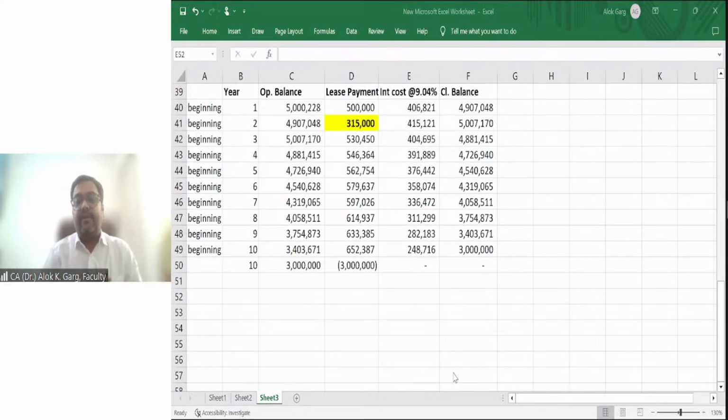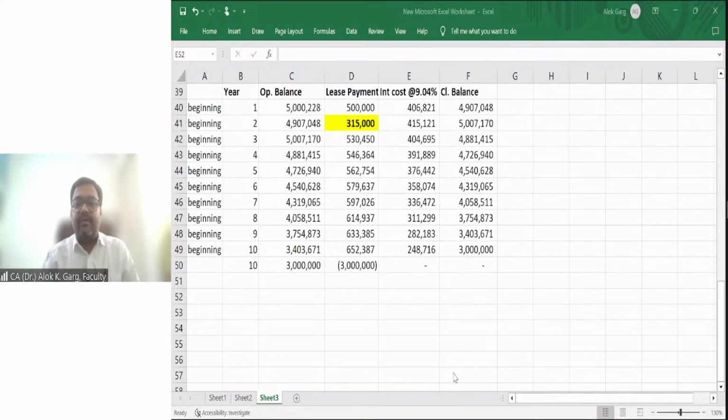Lease liability, of course, you need to pay the lease rental, you need to recognize the interest cost, and this is how your lease liability will become zero, will be nullified at the end of the lease term.